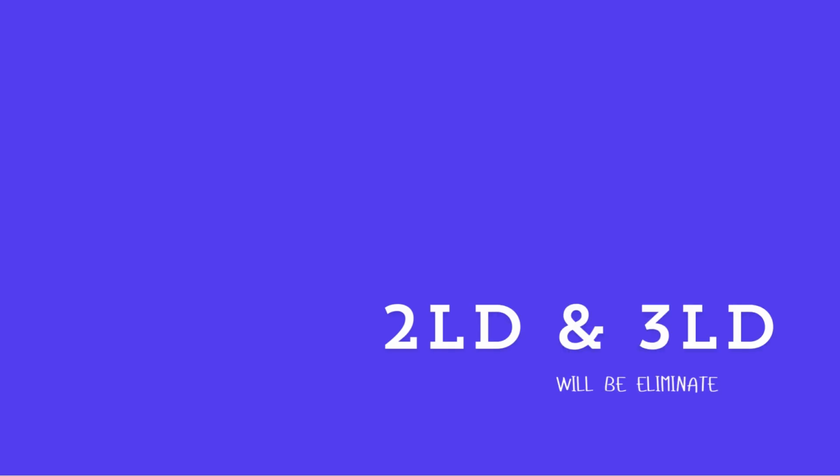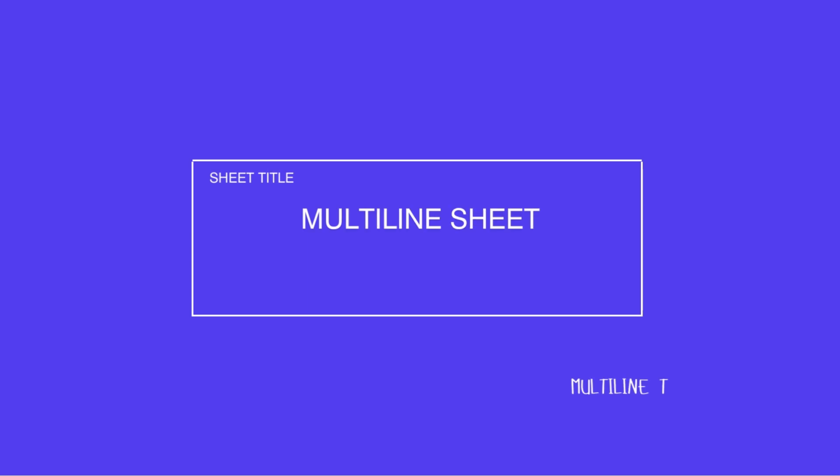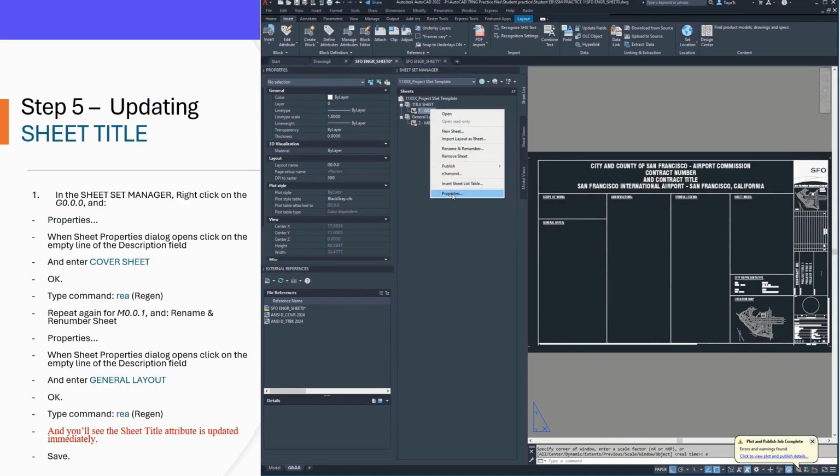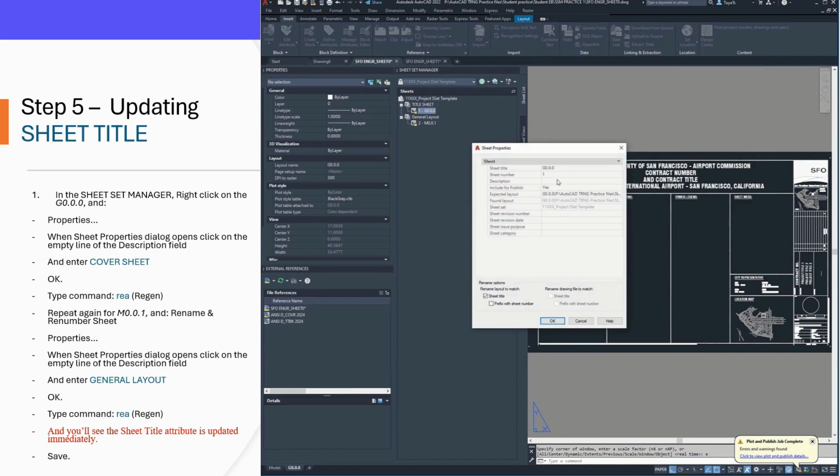Step 5. Updating sheet titles. In this guide, we are not using the 2-line description and 3-line description method. Instead, the sheet title field will be multi-line text enabled. First, in the Sheet Set Manager window, right-click 1-G000 and click Properties. In the description box, put Cover Sheet and click OK.